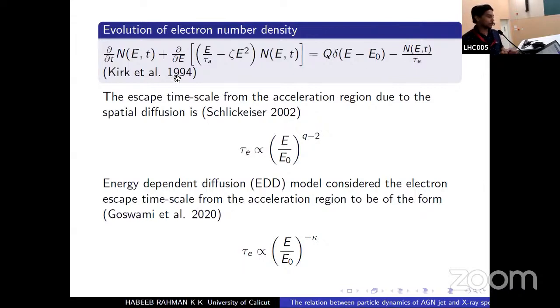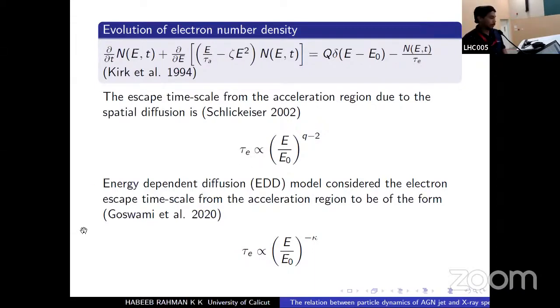We have a relation connecting the escape time scale from the acceleration region due to spatial diffusion. The relation given in Shelley et al. 2002 is that tau E, the escape time scale, is proportional to E by E0 raised to Q minus 2, where E is the energy, E0 is the initial energy, and Q represents the index of the magnetohydrodynamic turbulence spectrum. We will discuss that.